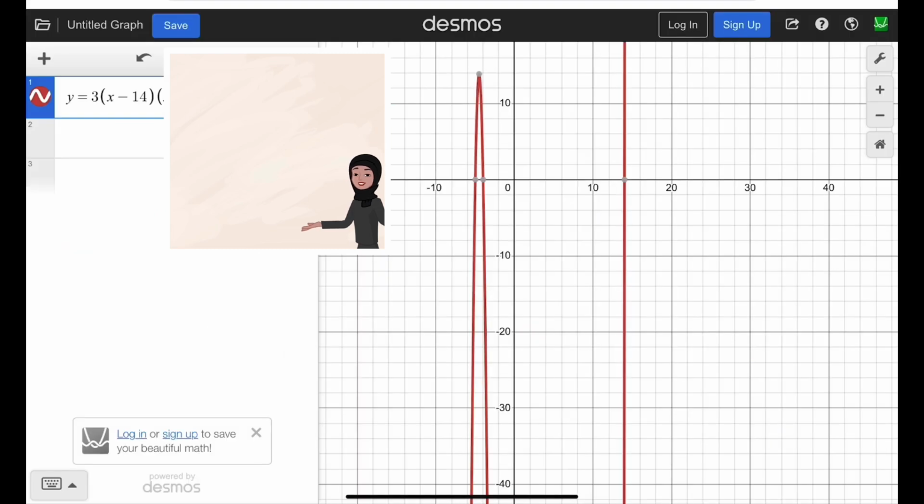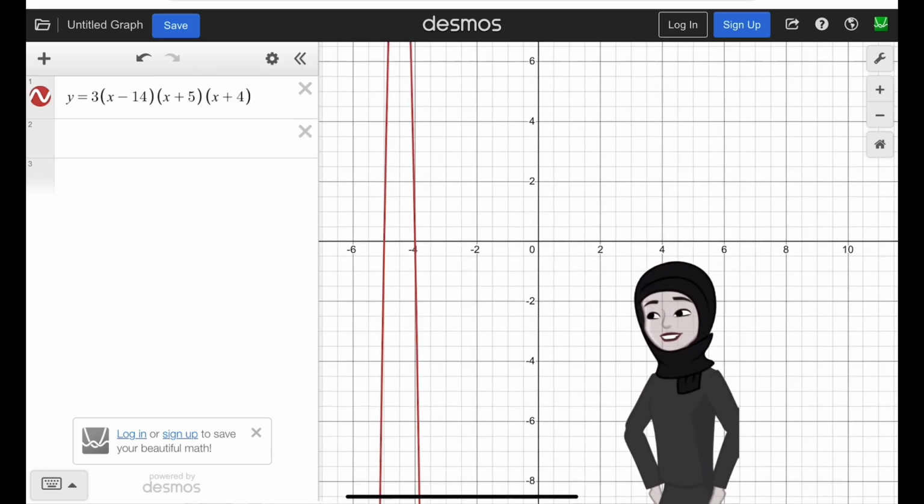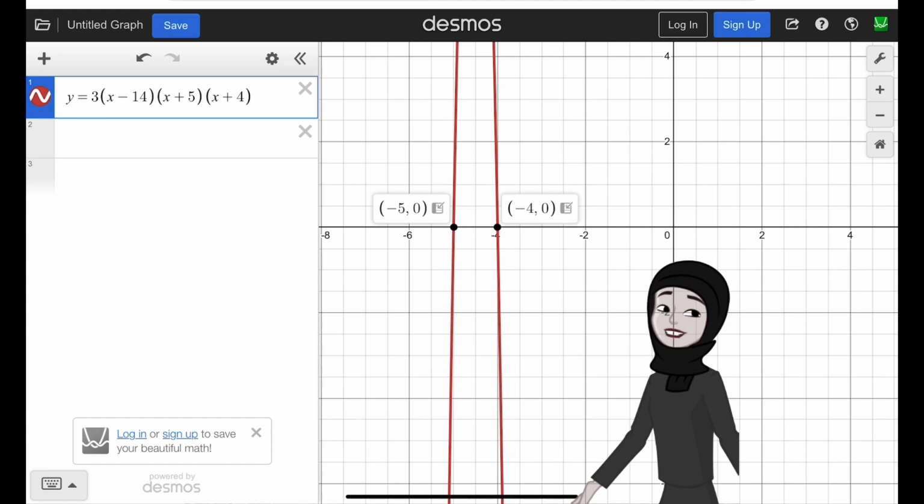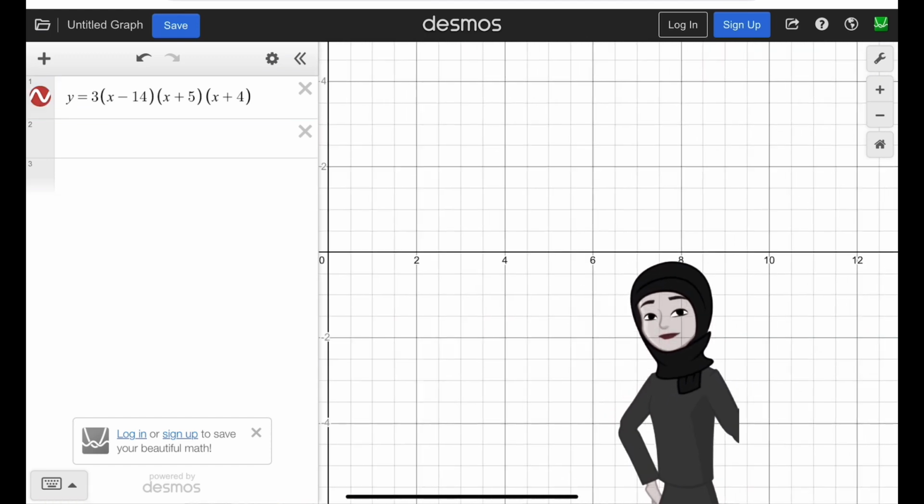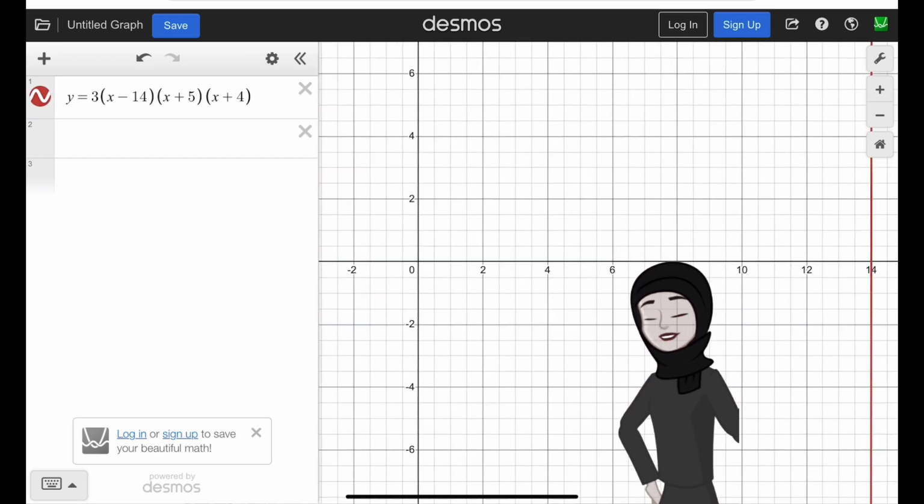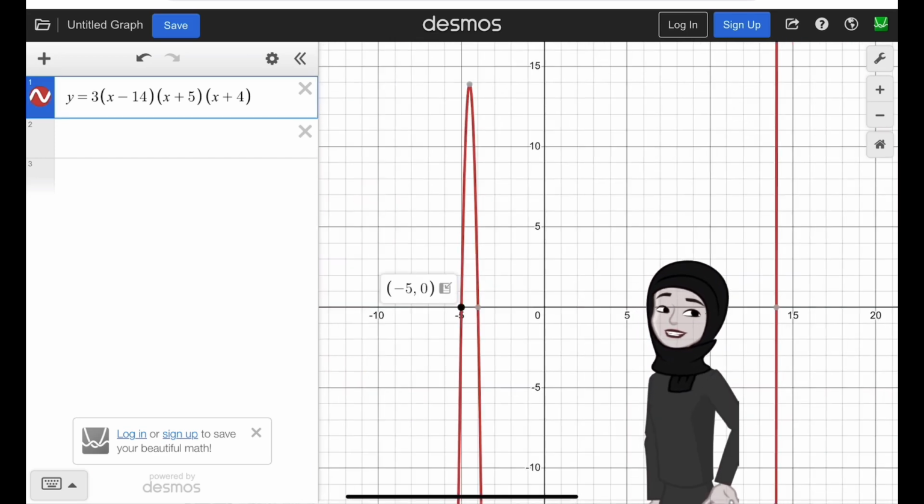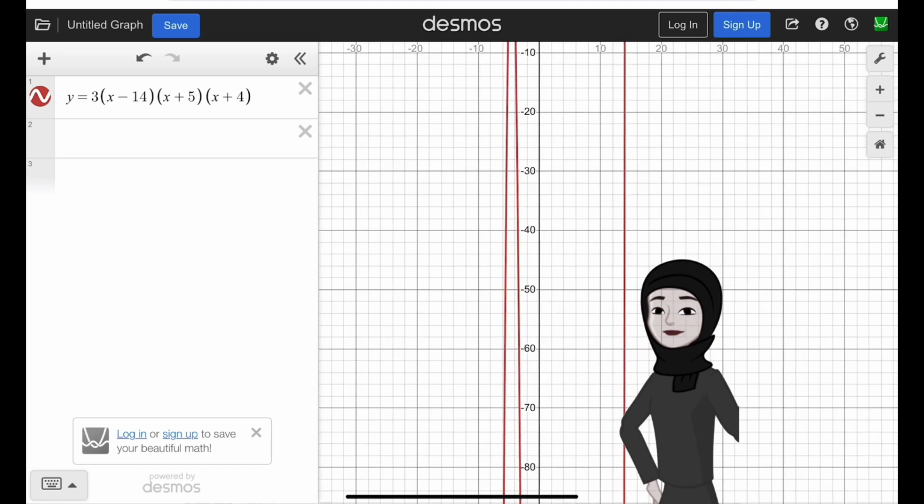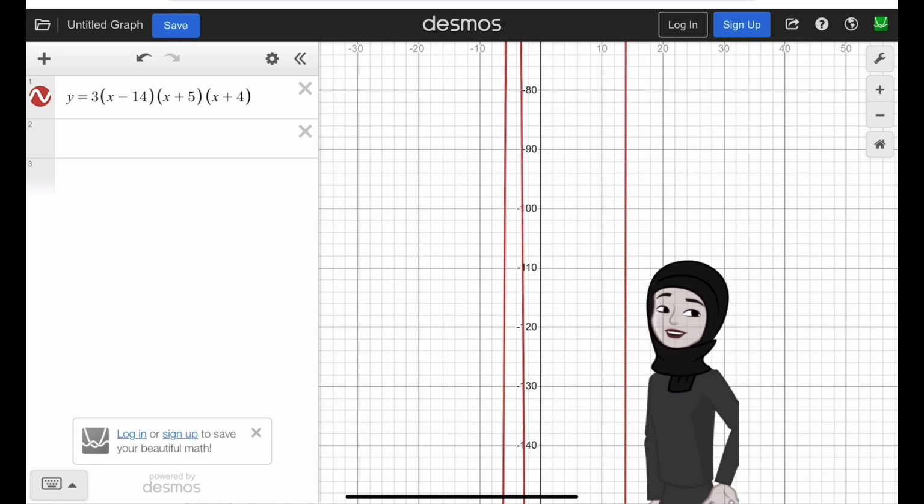I have also entered the equation in the Desmos calculator so you can visualize it. You have to observe the x-intercepts of the graph, that is the points at which the graph intersects the x-axis. We can see this point is (−5, 0), this point is (−4, 0), and there is one more here, (14, 0). So that's why either 14 or −5 or −4, any of these three you can enter. You can see all three solutions here at the same time, but one of them you have to grid in, not all of them.